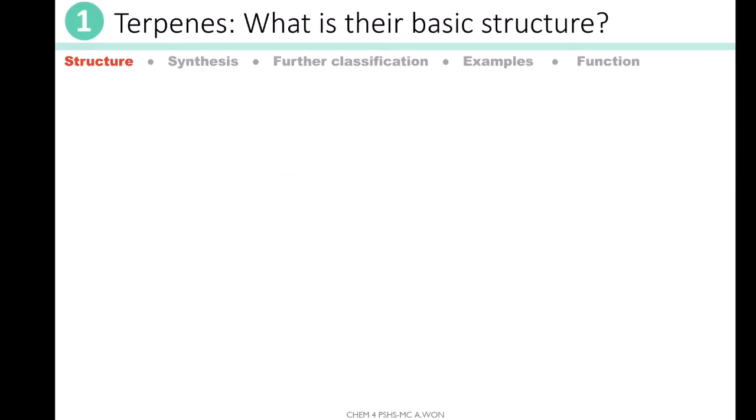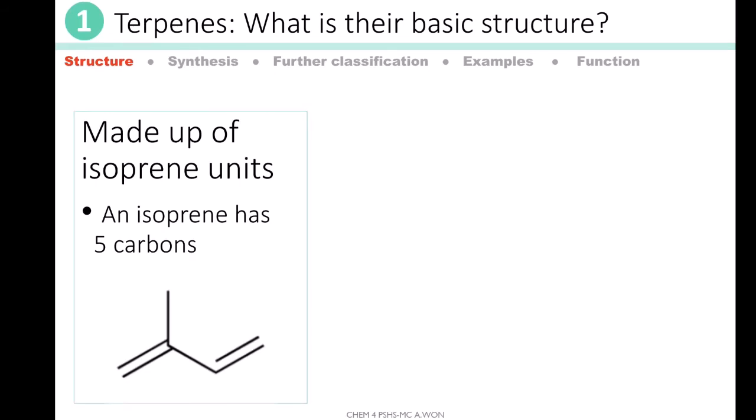Terpenes. What is their basic structure? They are made up of isoprene units. Isoprene is a common name for 2-methyl-1,3-butadiene. So it's a conjugated diene. It has 5 carbons, as you can see.